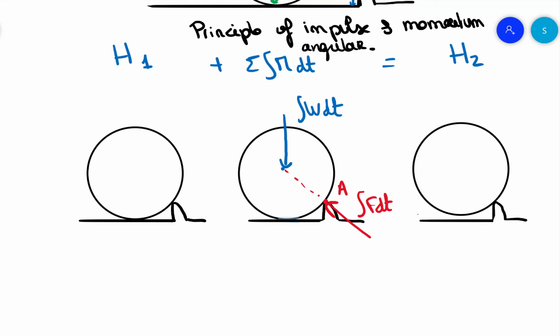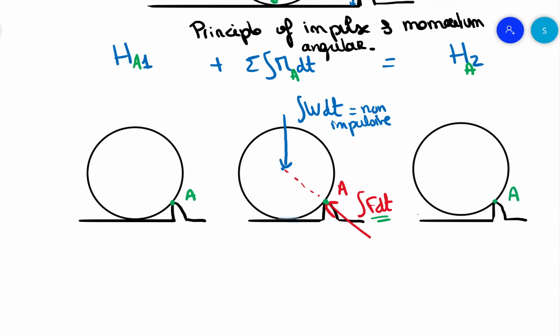The weight, we will be able to consider that it's small and negligible. Because it's small, we can consider it non-impulsive. So the only force that creates a big impulse is the contact force with this little step. What we can do to avoid that is, instead of using the force, we will use the moment about the point A because this impulse is going through the point A. So what we will use is HA1 plus the sum of the moment about A dt is equal to HA2. So everything about the point A.